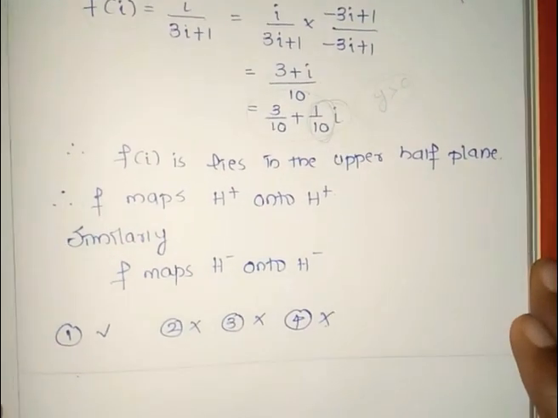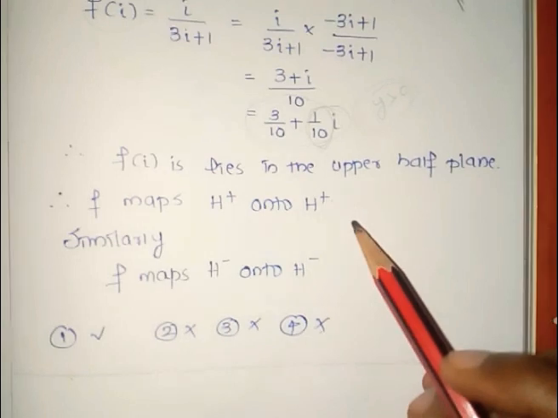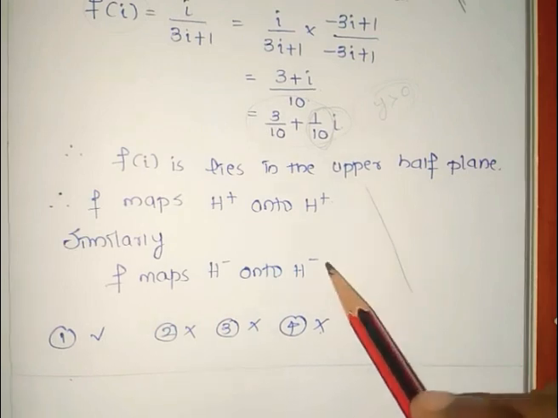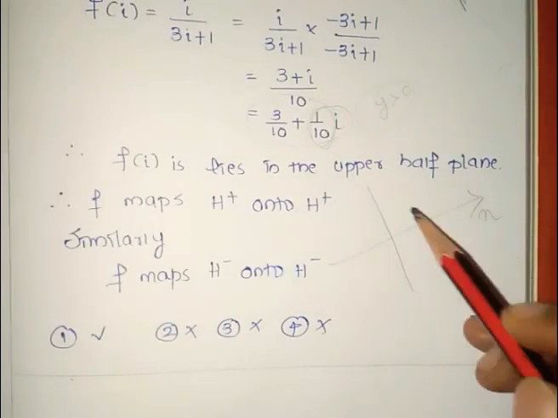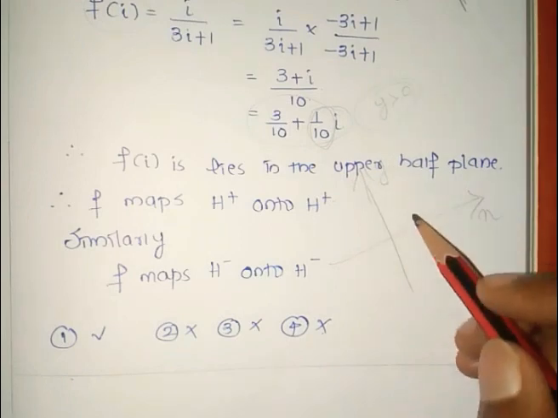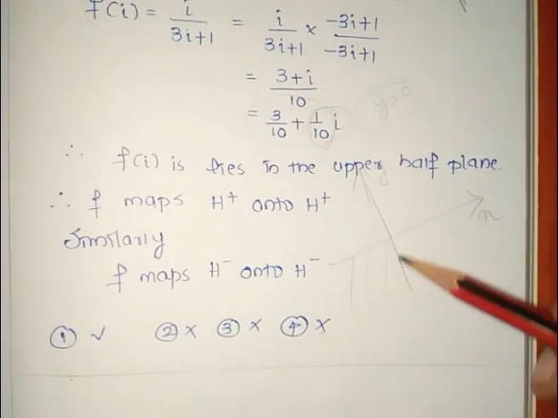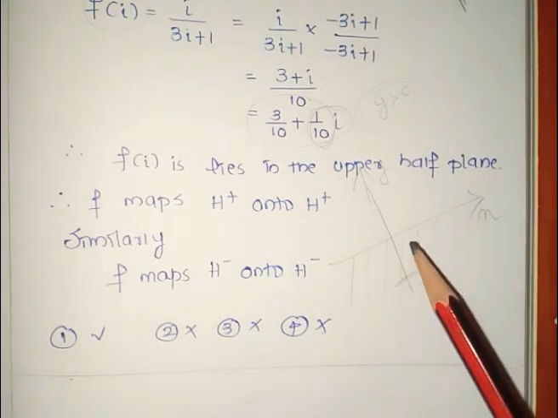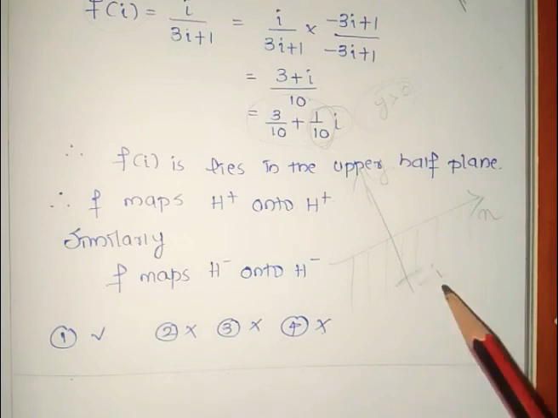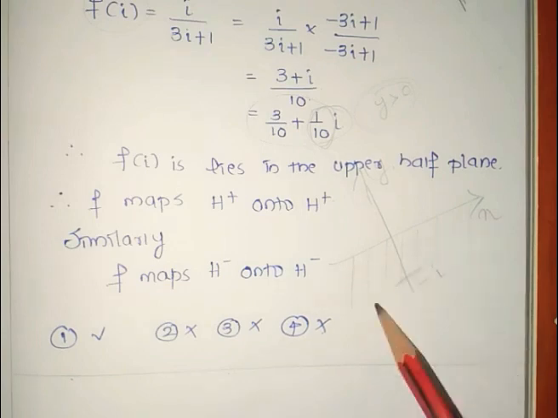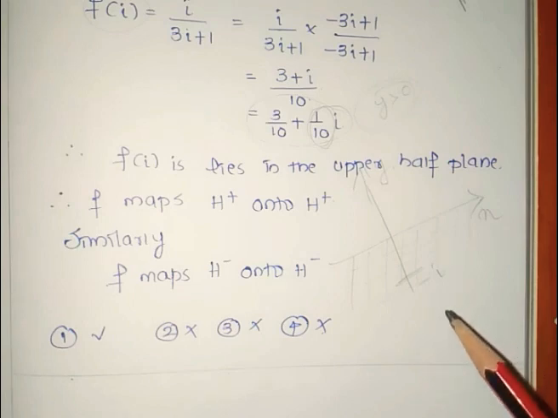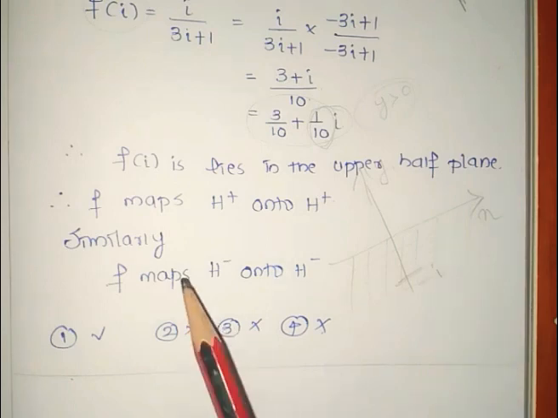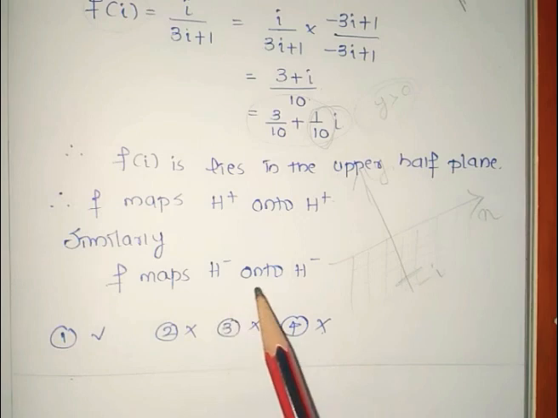Similarly, considering the lower half plane, meaning the set of all z belongs to C such that y less than 0, that is the region below the x axis. Similarly, if we take the point minus I and calculate f of minus I, that point must belong to the lower half plane. That is an exercise for you. If you do it, you get f of minus I lies in the lower half plane. Therefore similarly we can say that f maps H minus to H minus.